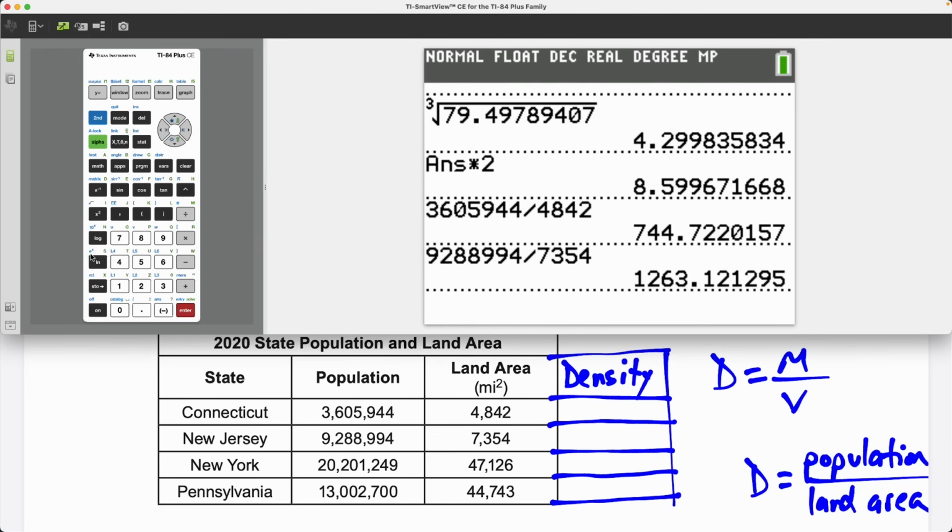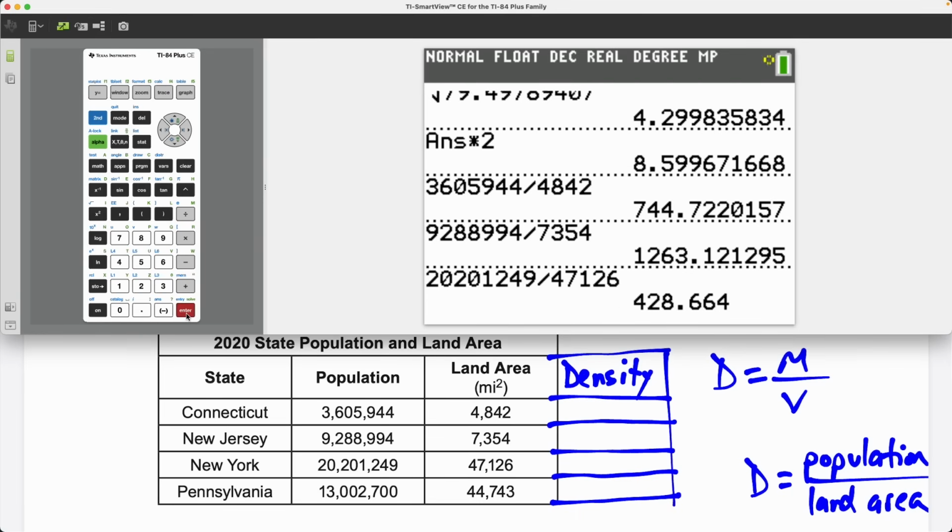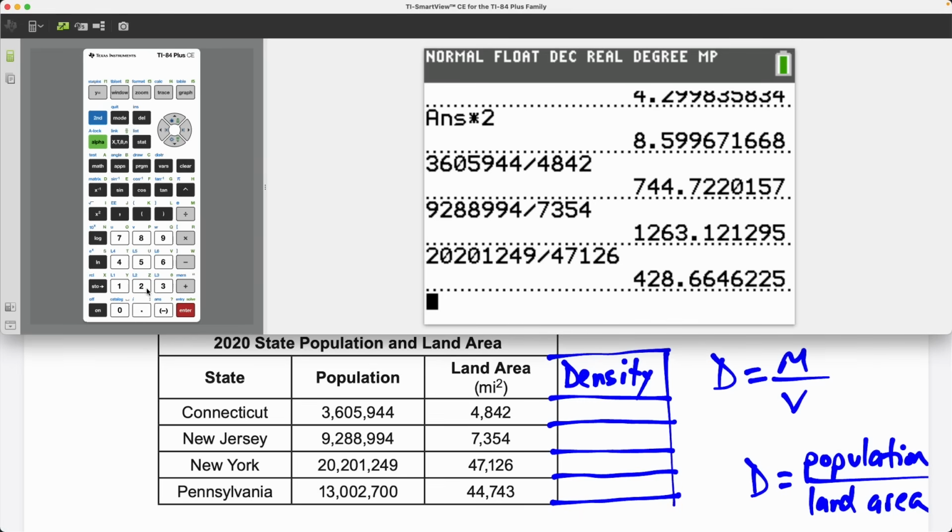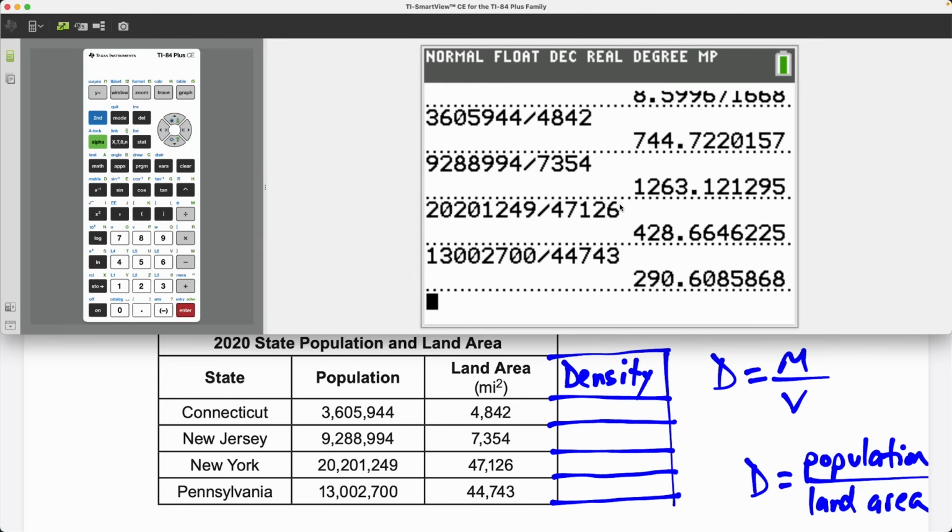And then next we have New York. There's 20,201,249 people, so divided by a land area of 47,126 square miles. Okay, so that's this. And then Pennsylvania, there's 13,002,700 people over 44,743 square miles. Okay, so these are the population densities.